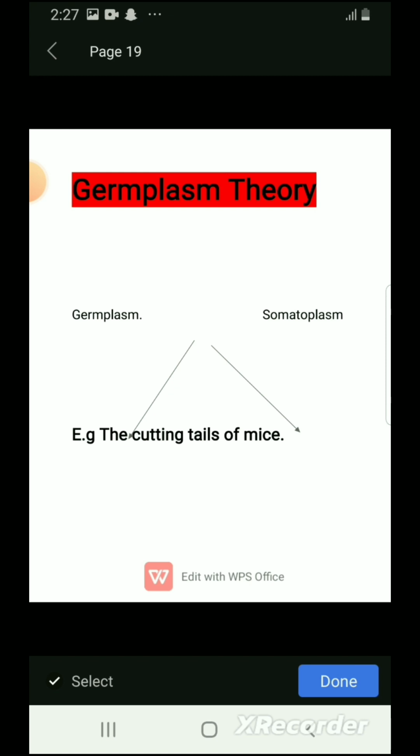That means if I should cut the leg of the mice, it doesn't affect the reproductive process of the next generation. If a mouse without a tail should mate with a mouse with a tail, they will give birth to a mouse with a tail, because the tail is a somatoplasm, and it doesn't have any effect on the germplasm, which is the reproductive part of the mice. So I hope you got everything clearly.